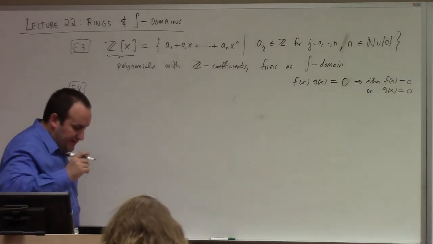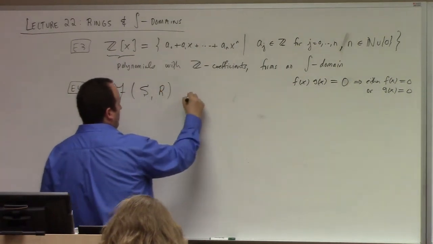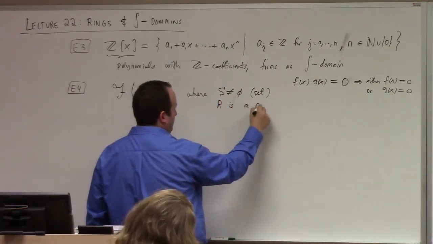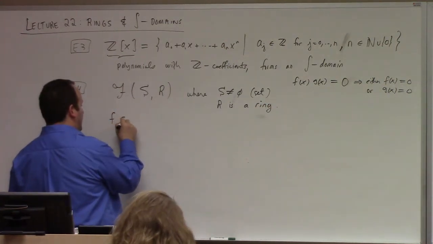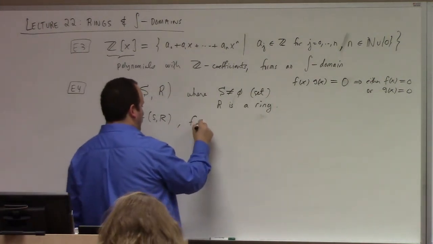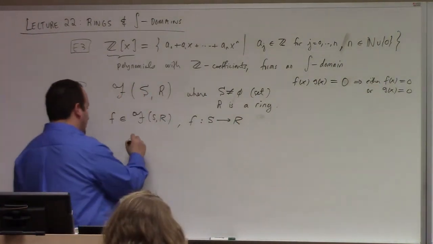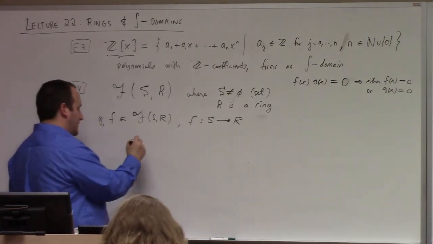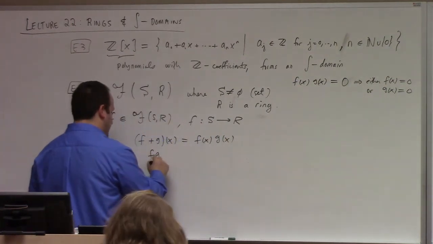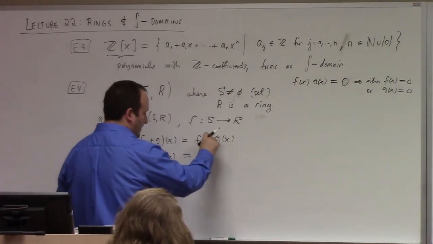This next example is a little bit snazzier. Here I'm going to look at functions from a set S to a ring R, where S is a non-empty set and R is a ring. So if f is an element of this thing, in other words, f is what? It's a function from S to R. It's an R-valued function on S, to be more precise. If I take f and g like this, then I'll define f plus g of x to be f of x plus g of x, and I'll define f times g of x to be f of x times g of x. I'm sorry, it's supposed to be a plus there.